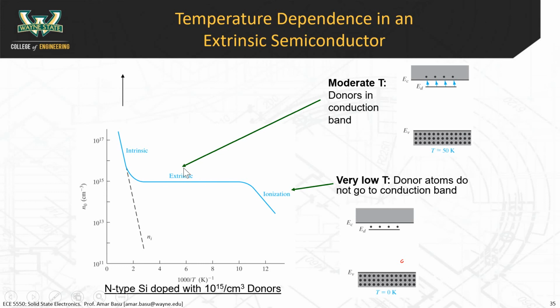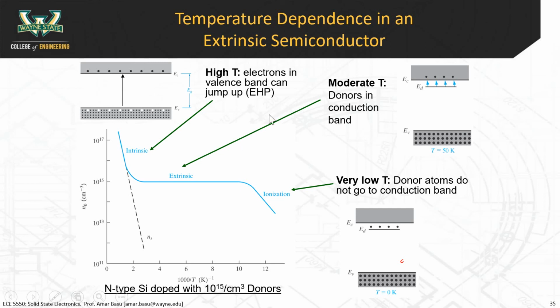But once you get to super high temperatures, now you have enough temperature where electrons in the valence band can also jump up into the conduction band. Not just the electrons that were at the dopant level, now you have electrons in the valence band getting up to the conduction band. This happens at very high temperatures. This is the zone referred to as the intrinsic zone, where the doped semiconductor actually starts to behave like an intrinsic one. So that's the temperature dependence in an extrinsic semiconductor.